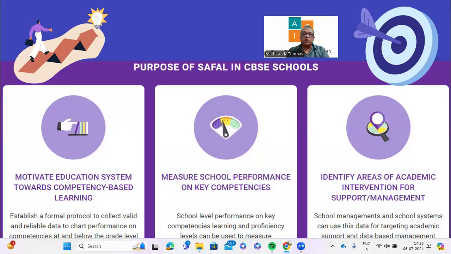So what is important is that we are moving towards competency-based learning, where we are going to measure school performance based on the key competencies. They have this data, they are going to collate this data, and with the help of various statistical methods, they are going to compare the performance of the schools in the neighborhood, in the zones, in the states, and so on. And then, as I told you, identify areas and then intervene based on the areas of weakness.